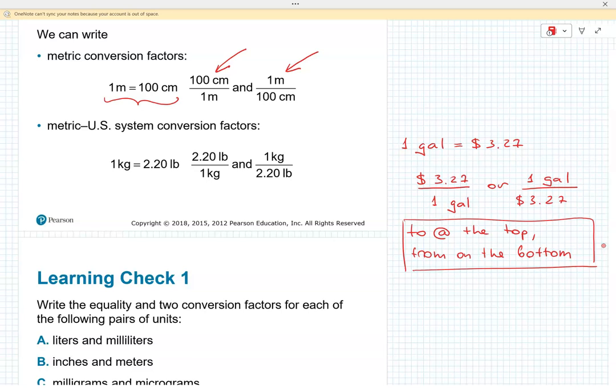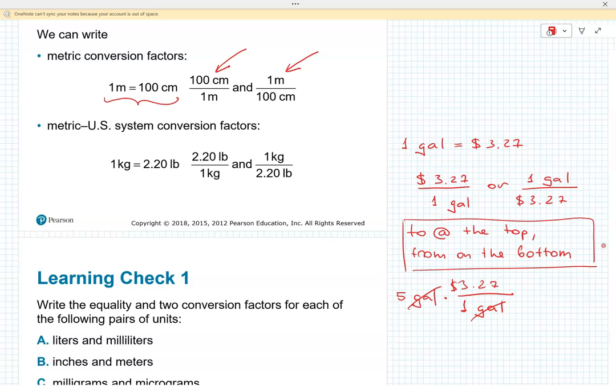So, we have 5 gallons. You have to go from gallons to dollars, right? What goes on the bottom? From: 1 gallon. What goes on the top? To: dollars. How much does 1 gallon cost? $3.27. Right? Gallons cancel each other out, and I don't care about the results really.